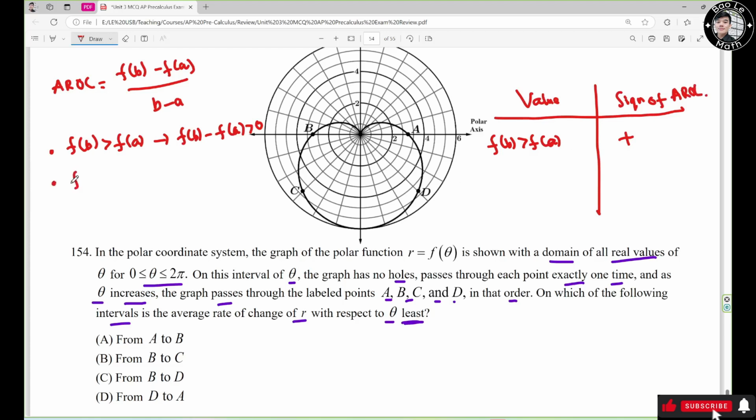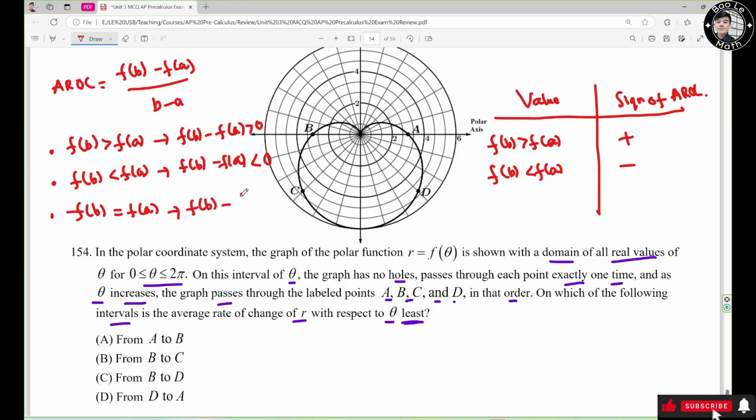Now second case, if f of B less than f of A, then f of B minus f of A less than 0, right? Look at this one. If it's less than 0, the whole thing should be negative, right? So second one, f of B less than f of A. The sign of the average rate of change is negative, right? Now the third case, if f of B equals f of A, then f of B minus f of A equals 0, right? So you look at this one right here, the average rate of change is 0, right? So f of B equals f of A. The average rate of change is 0, right?